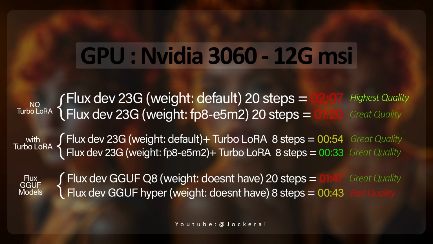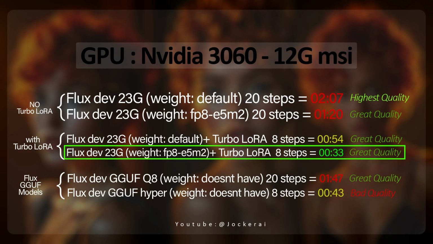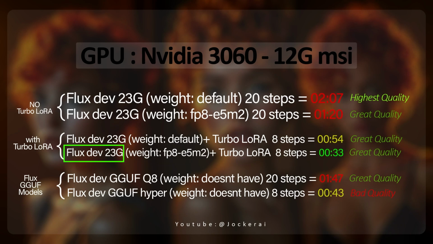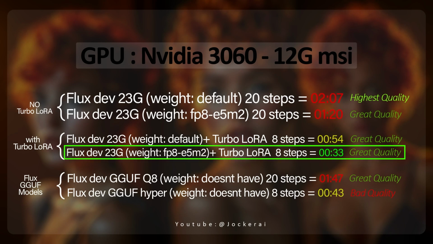The second option, which is the best and most optimized, gives both great quality and very high speed. It's the main Flux 23 GB model with FP8 E5M2 along with 8-step Turbo Lora, which is the most optimized option. If you want the best performance on a 12 GB GPU, it's better to choose these settings.